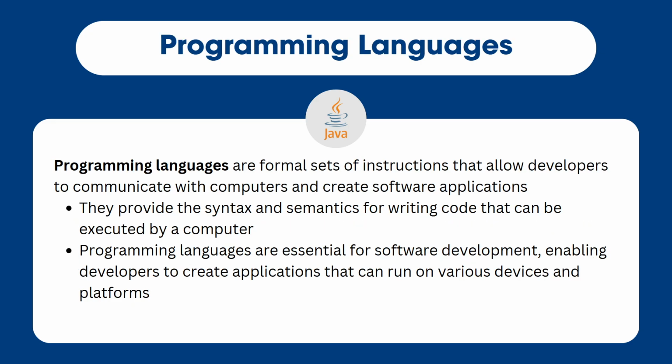So programming languages are formal sets of instructions that allow us developers to tell the computer what to do, to be able to build custom software. So they provide rules for writing the code. So I have to follow very specific rules, just like in English, right? There are certain rules. In Spanish, there are other rules. Same with programming languages. In Java, there's a certain set of rules. In Python, there's another set of rules. Those are examples of programming languages. So they enable us developers to create apps to run on various devices and platforms.